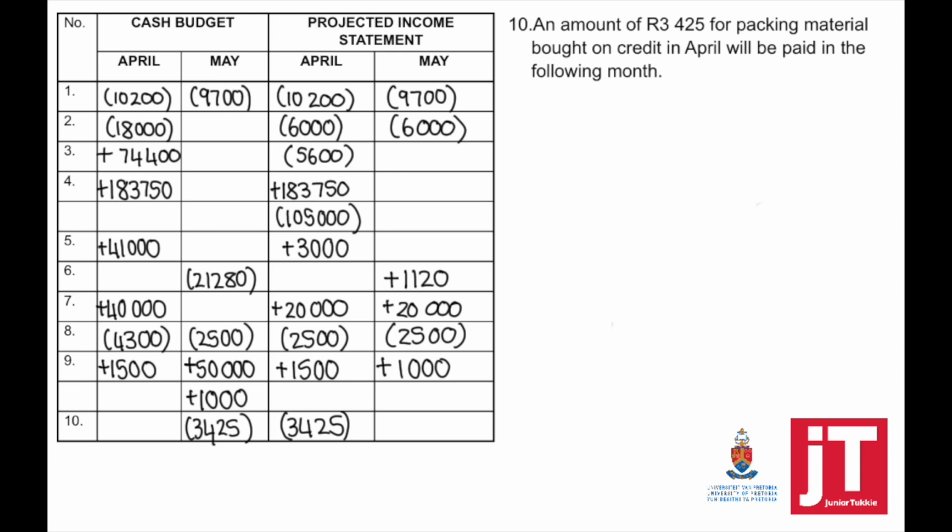I'm going to do this one again. An amount of 3,425 for packing material bought on credit in April. So in April, it was bought on credit. Packing material is an expense. So it would have been my monthly expense for April. But this expense will only be paid in May. That's why it's indicated as a payment in May.